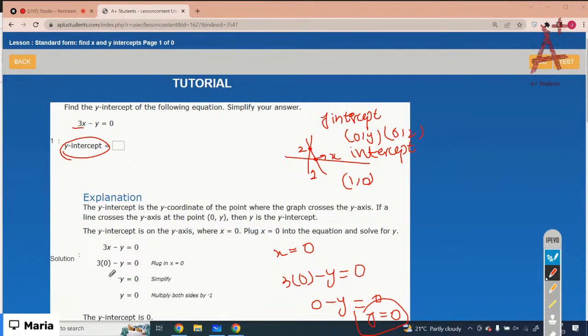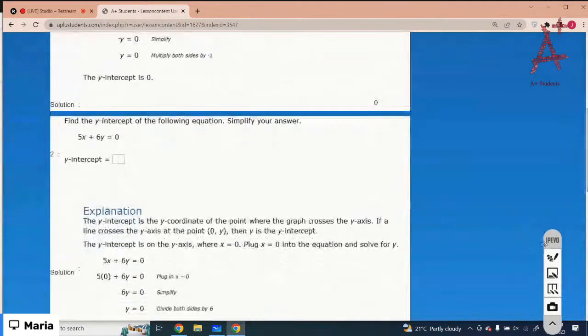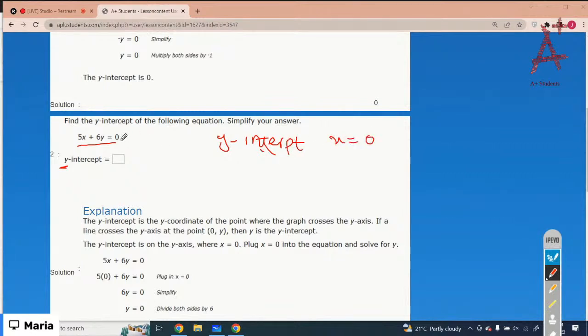Let's just do another example. Okay, y equals 5x plus 6y equals 0. You have to find the y-intercept. Got it? Whenever you have to find the y-intercept, just replace the x value. Just put x equals 0 in the equation. Got it? It would be then 5 times 0 plus 6y equals 0. 5 times 0 is 0.